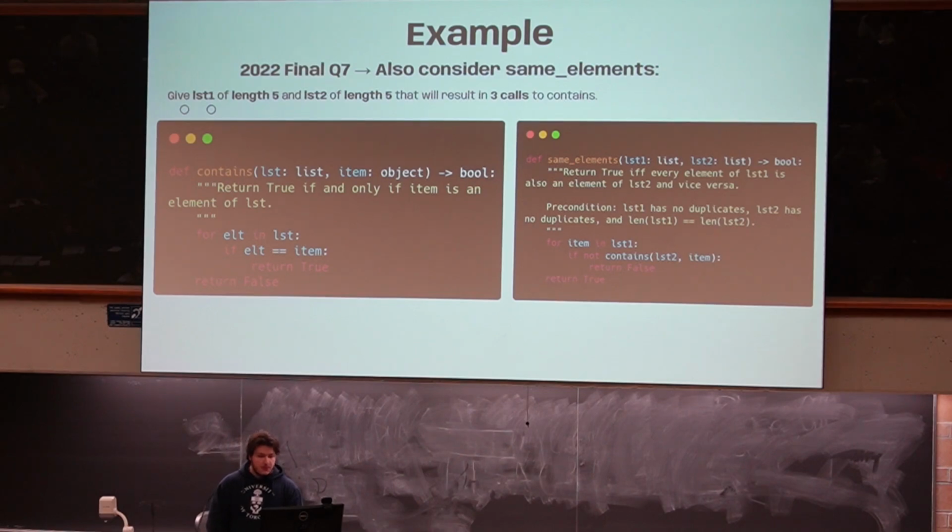So, for this question, we're going to see, give a list 1 of length 5 and a list 2 of length 5 that will result in exactly 3 calls to contains. So, we don't need anything specific, just what do we need for that to be true?